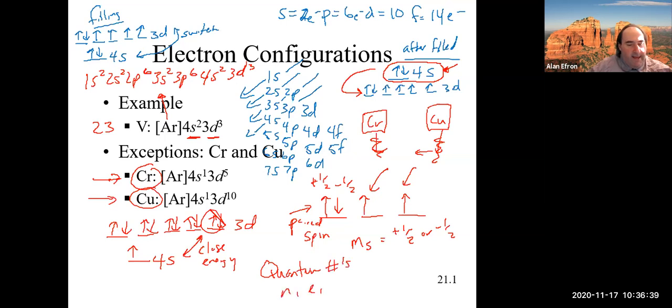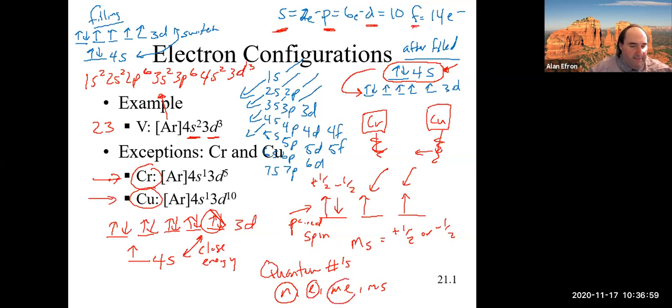There's n, l, m sub l, and m sub s. n is basically the principal quantum number. That's the energy level. l is the angular quantum number. That is basically the type of orbital you're dealing with. Is it an s, a p, a d, or an f?